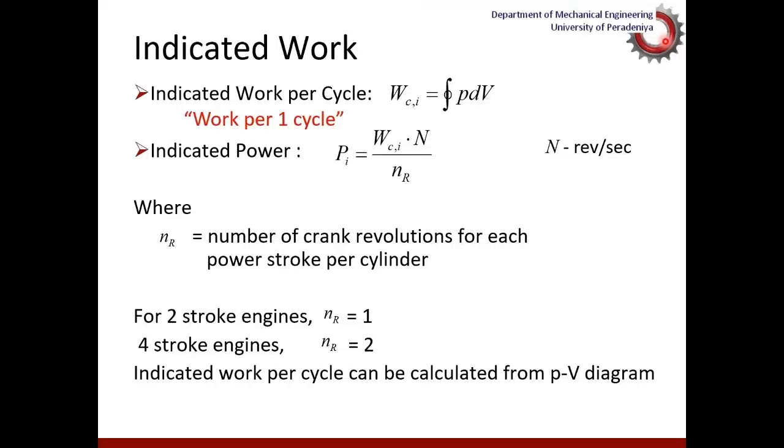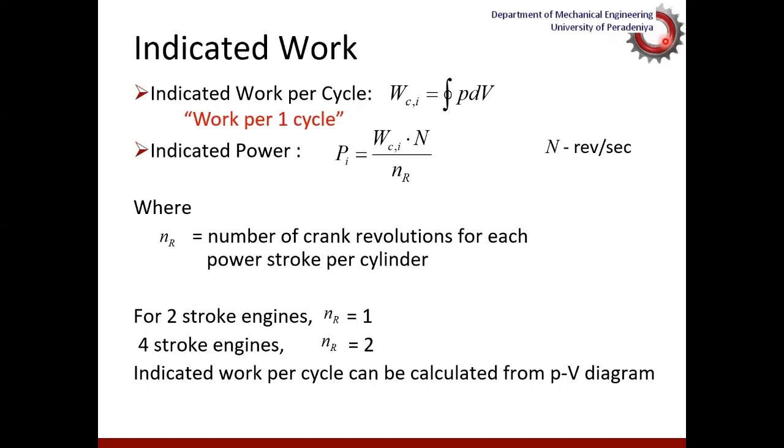Now, the indicated work or indicated power can only be calculated if we have the PV diagram at hand. To get the PV diagram, of course, we'll have to take out the pressure data from the cylinder. That cannot be done in practical engines because we'll have to make a permanent modification, insert a pressure probe or the pressure sensor inside the cylinder to get this pressure data out.